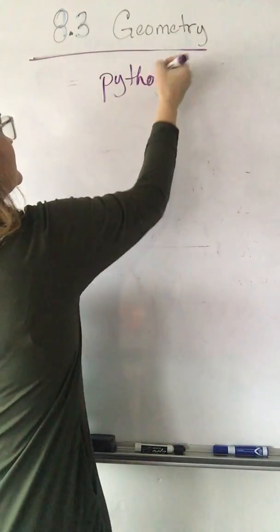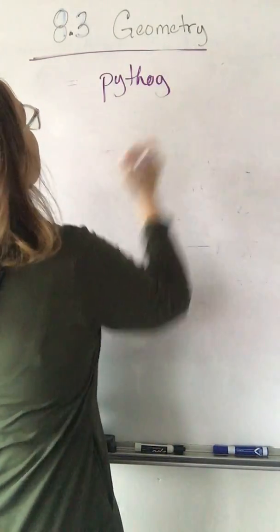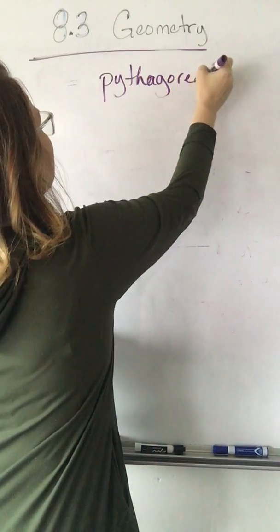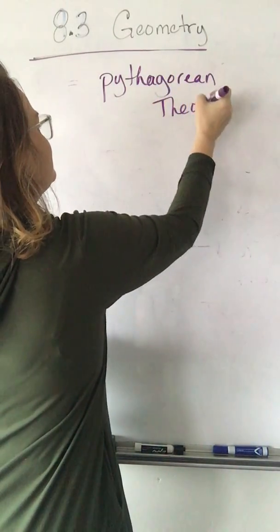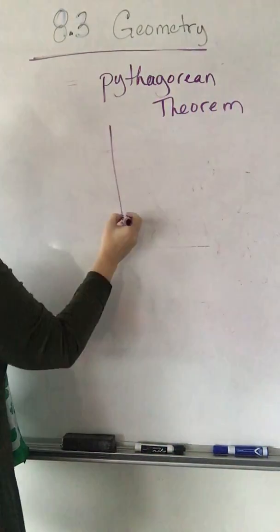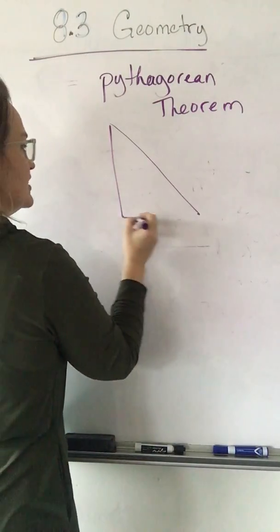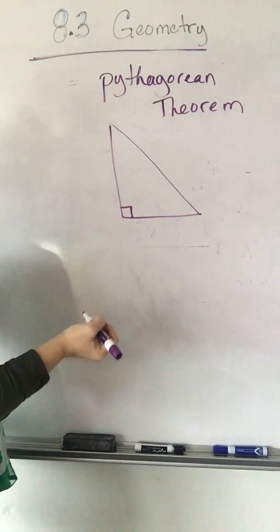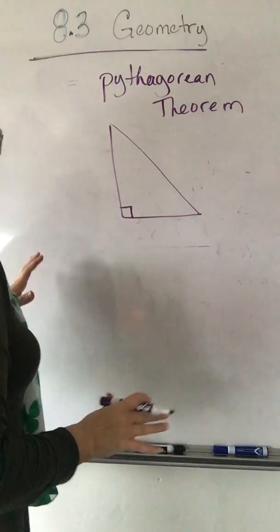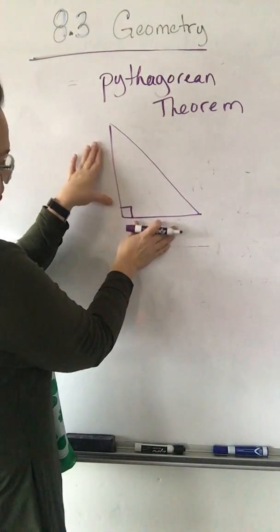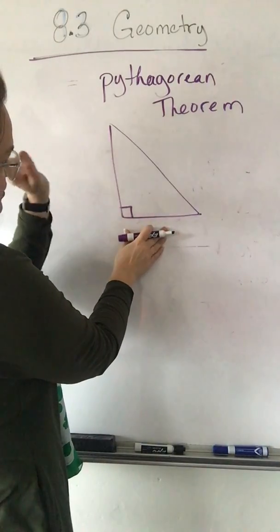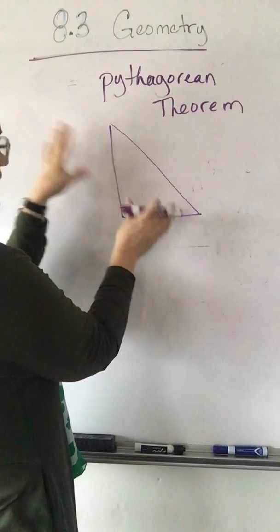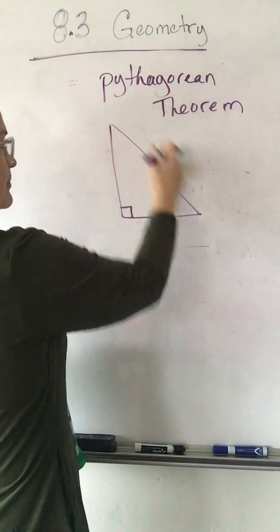Let's see if I can still spell this. Okay, I think I got it. Pythagorean Theorem. It has to do with right triangles only. It only applies to a right triangle, so it has to have one right angle in it. And then what the Pythagorean Theorem says is the two sides, the shorter sides, this squared plus that squared, and it doesn't matter in what order, but these two sides squared added together equals the hypotenuse.